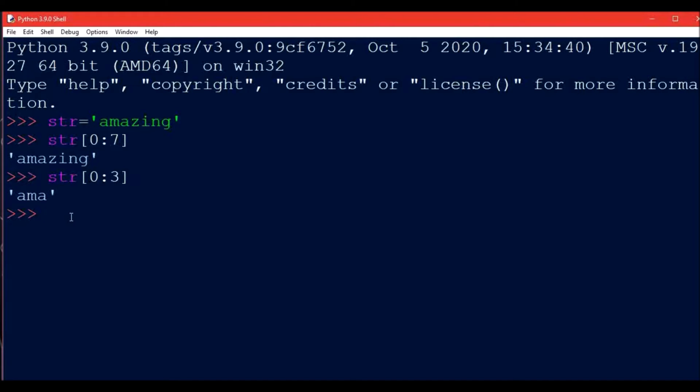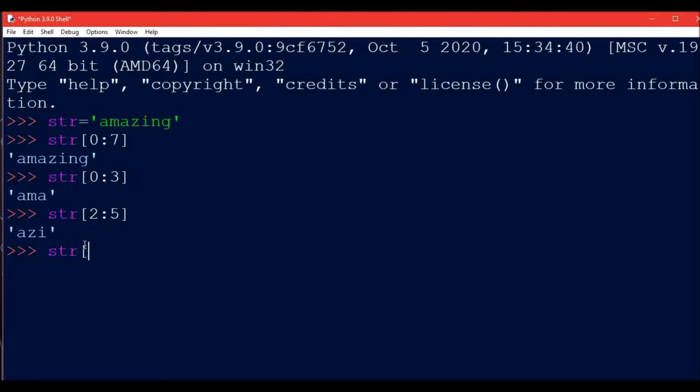But if I am changing the lower limit, that is the position of the first character, instead of 0, I write 2:5. Now in this case, the characters between 2 to 4 index will be printed. Now A is at 0, 1, 2. So this is 2, second position. So from here it will be counted, and 5 minus 1 is 4. So AZI. So this is 2, 3, 4. AZI will be printed.